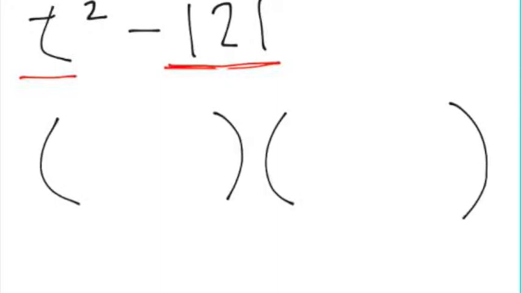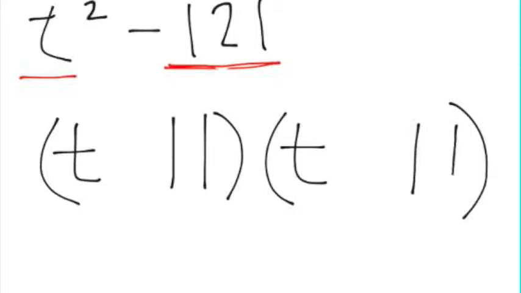We start by placing two different parentheses and we say, what is the square root of t squared? t. And what is the square root of 121? 11. Now, we look at the signs. One is supposed to always be positive and one is supposed to be always negative. And this is the answer to the problem. Let's look at another example.